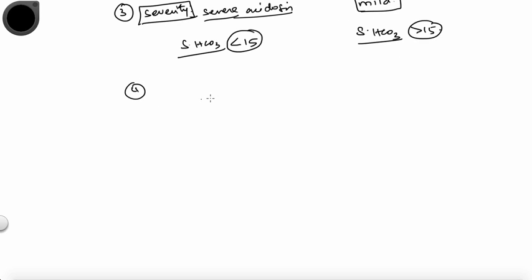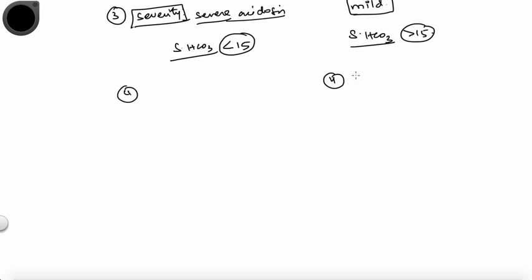And what are the other differences? For example, in proximal RTA, these patients do not lose only bicarbonate. The proximal tubule is also absorbing a whole lot of nutrients and solutes from the glomerular filtrate, so you lose a lot of other substances in the urine along with the bicarbonate. These include potassium, which is why you end up with hypokalemia in proximal RTA, and these patients also tend to lose a lot of glucose in the urine.